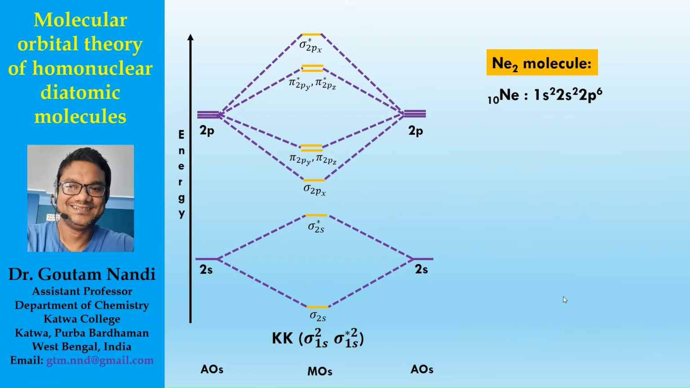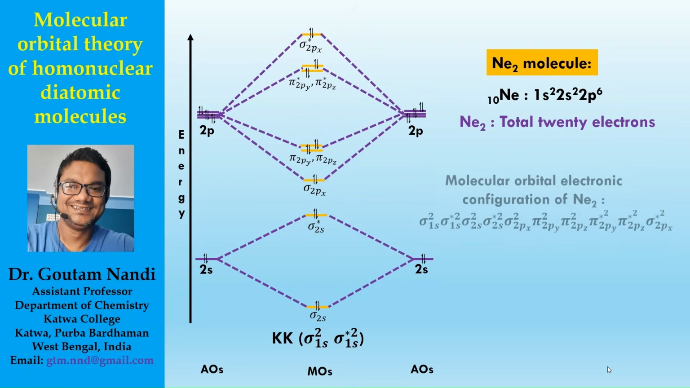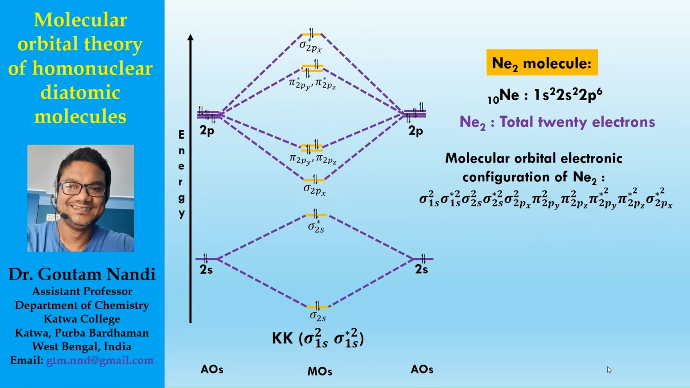Here Ne has the electronic configuration 1s2, 2s2, 2p6. So there will be 20 electrons in total. Okay, and the electrons will be occupied like this. So the molecular orbital electronic configuration for Ne₂ will be sigma 1s2, sigma star 1s2, sigma 2s2, sigma star 2s2, sigma 2px2, pi 2py2, pi 2pz2, pi star 2py2, pi star 2pz2, and sigma star 2px2.